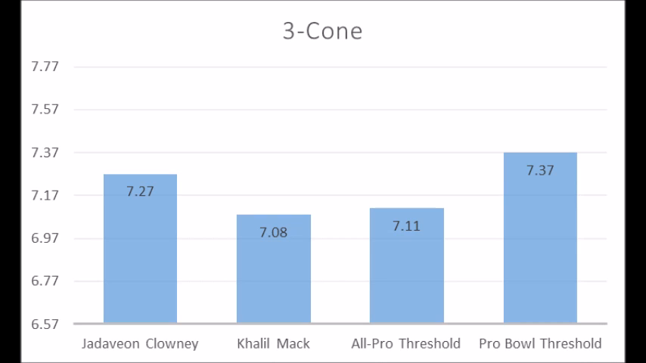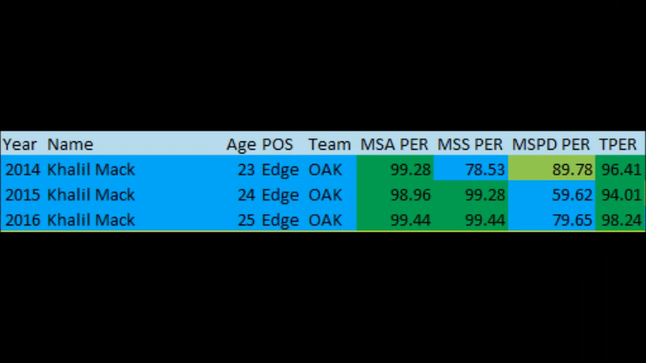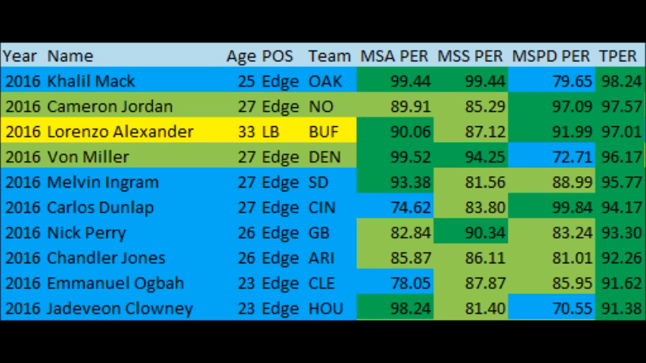And that is going to be a big thing when we get to the final conclusion of this. But then you get to the NFL production, and in Khalil Mack's case, his entire career in the NFL, he has been a top 5 pass rusher. In 2014, he had a 96.41 total impact score. In 2015, he had a 94.01 total impact score, which is top 5. And then in 2016, he was basically the most impactful pass rusher in the NFL with a 98.24 overall total impact score in terms of his NFL production.